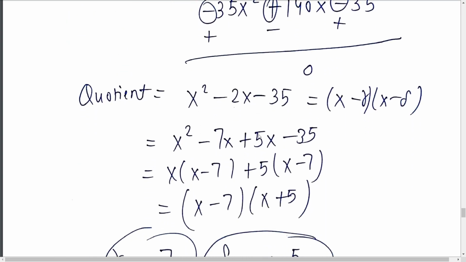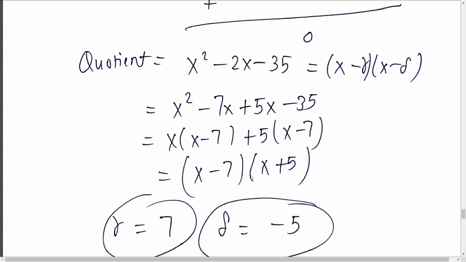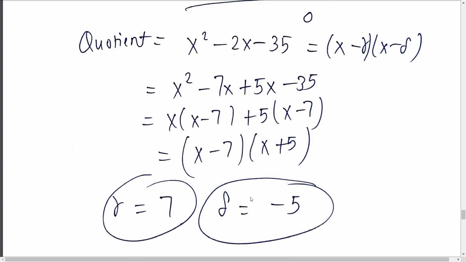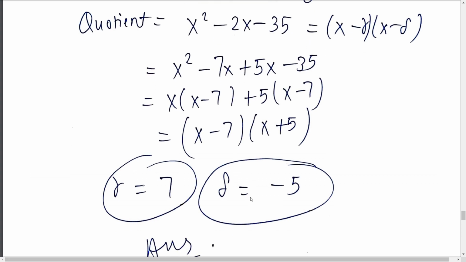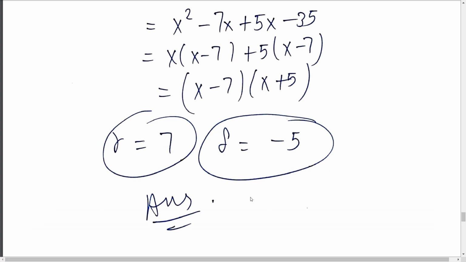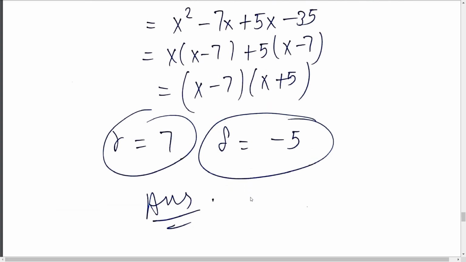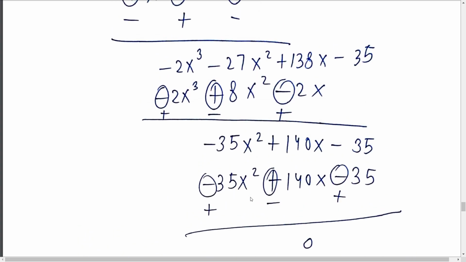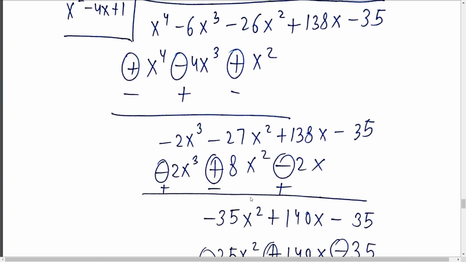I'll factorize this. This 2x can be written as −7x + 5x. Factors come (x − 7) and (x + 5). On comparing, I get gamma as 7 and it can be written as x − (−5). So delta is −5. The other two roots I found, right? So this forms an important question in your board exam. I hope you've got it. Just check the division algorithm once slowly. I'll show you here, right? You can pause the video and see it.